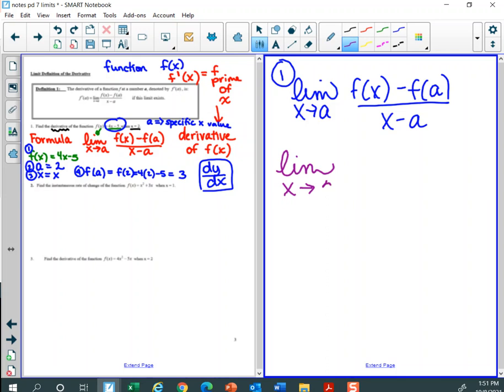The limit as x approaches 2 of 4x minus 5 minus 3, all divided by x minus 2. Okay.